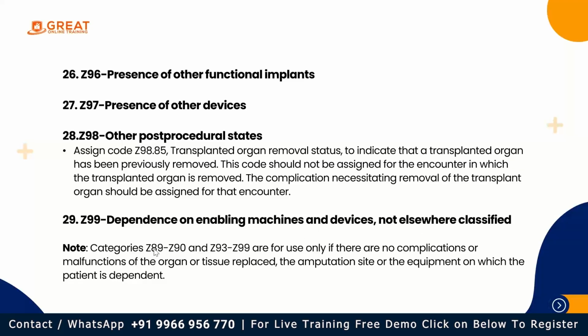And note that Z89 to Z90 and Z93 to Z99 are for use only if there are no complications or malfunctions of the organ or tissue replaced. Okay, if any complication is there, we have to use a complication code. If there is no complication, we can use the Z89 to Z90 series and Z93 to Z99 series, with the amputation site or the equipment on which the patient is dependent.